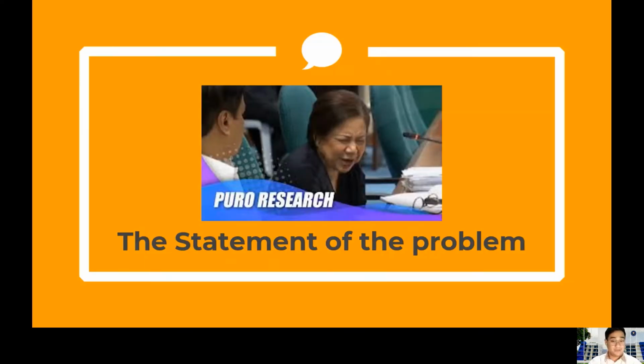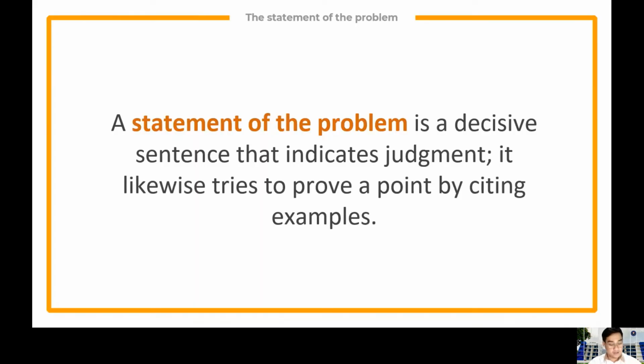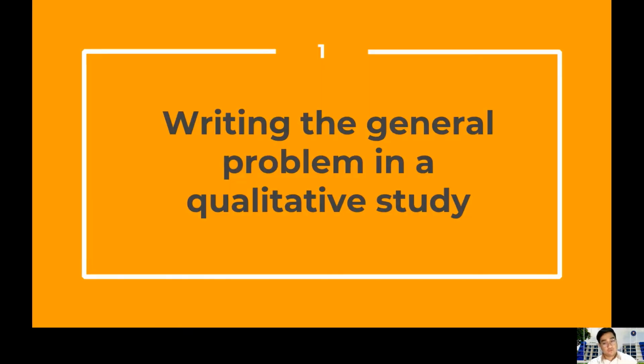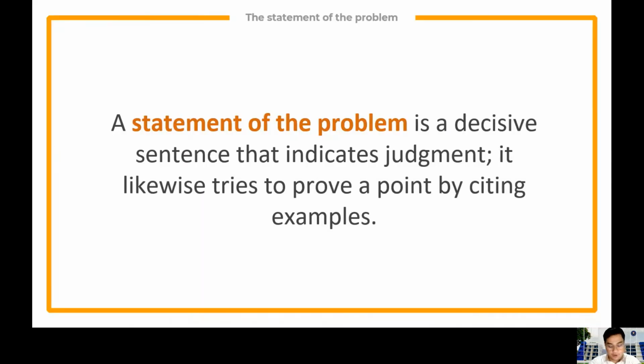Okay, so with that, let's proceed to our statement of the problem. The statement of the problem is a decisive sentence that indicates judgment. It likewise tries to prove a point by citing examples. So for the statement of the problem, we also state the general and specific research problem, which is often referred to as the purpose of the study.